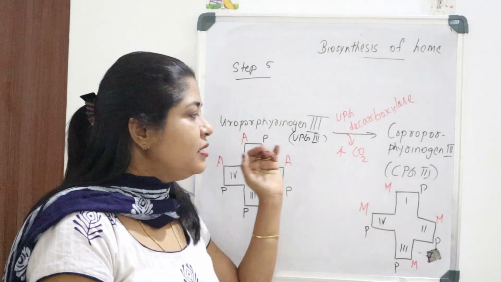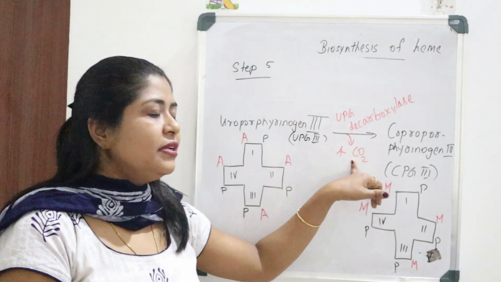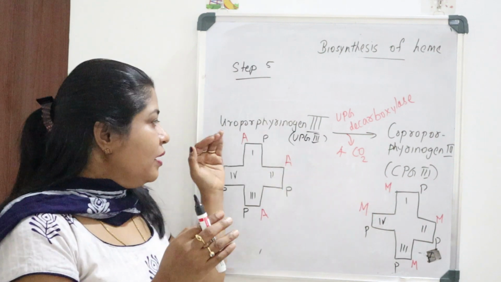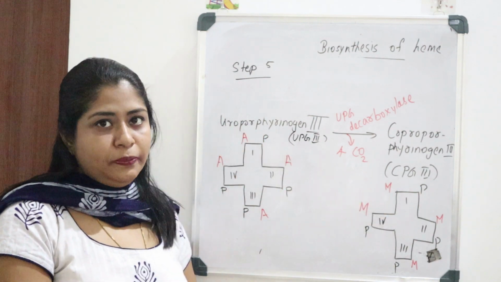So acetyl group la CO and carbon dioxide release cheyidu poyindava, COH is there, no? So that COH is released as carbon dioxide. 4 molecules of carbon dioxide is released, and this acetyl group is converted to methyl group.